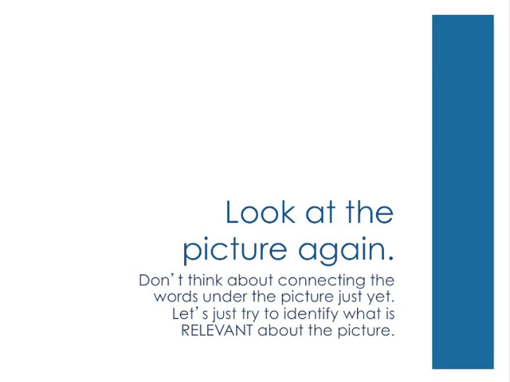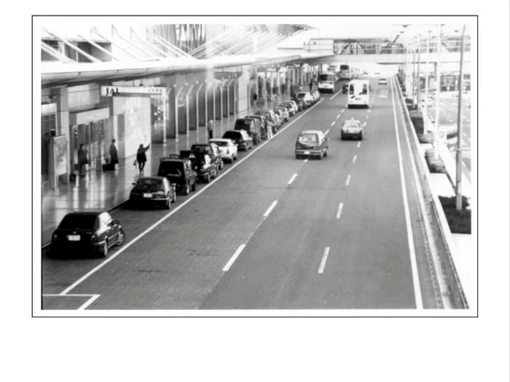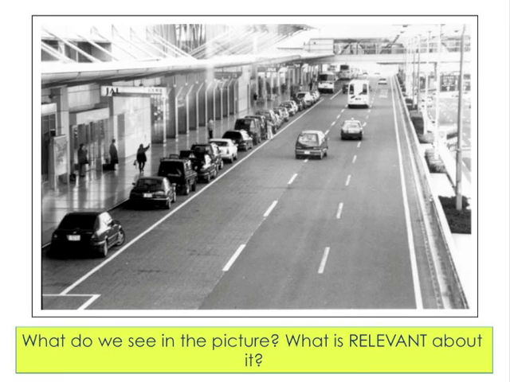Now, we're going to look at the picture again. Right now, we're going to remove the two words, and we're just going to think about the picture as what's going on in the picture right now. In other words, what's relevant in the photo. So, as we look at the picture, let's think for a moment, what are things we see in the picture? What do you think is relevant about it?